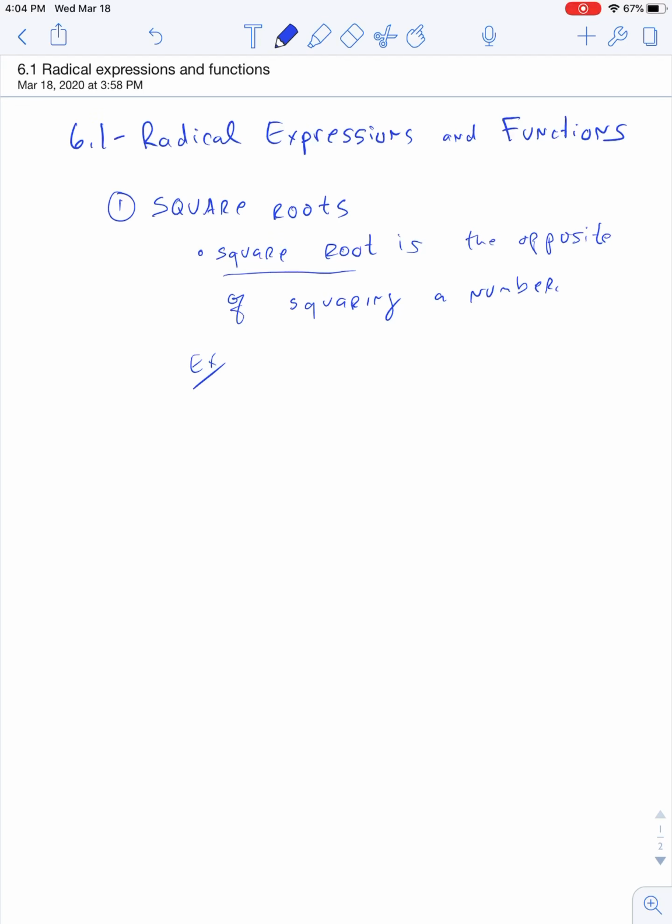All right, example, 5 to the power of 2 is just 5 times 5, or in other words, 25. Our notation of a square root is this notation.